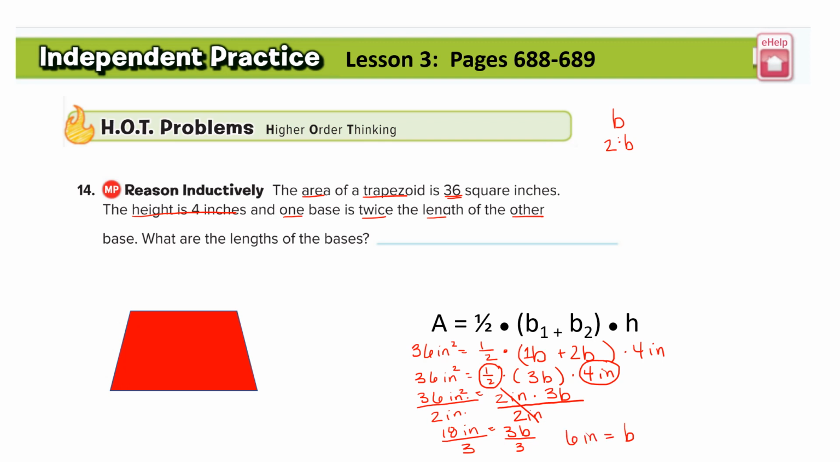All right, so here we have B is 6, and then 2B would be 2 times 6, which would be 12. So if I go back to my trapezoid, I would have the top base be 6 inches, the bottom base be 12 inches, the height, which is perpendicular to the base, would be 4 inches, and the area is going to be 36 inches squared.